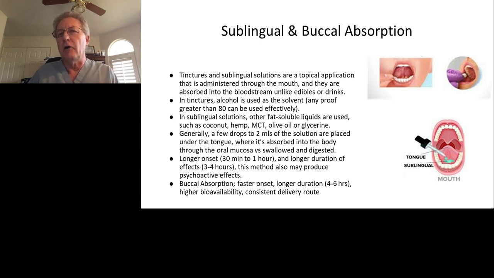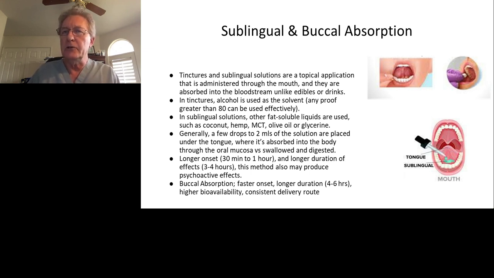Generally, a few drops to 2 mLs of a solution are placed sublingually, or under the tongue, where it's absorbed into the body through the oral mucosa. The problem with this route of sublingual administration using either a tincture or an ethanol-based solution or a sublingual solution, which is probably 90% or more of the tincture labeled products on the cannabis market today, is that people don't hold it long enough in their mouth for absorption through the oral mucosa.